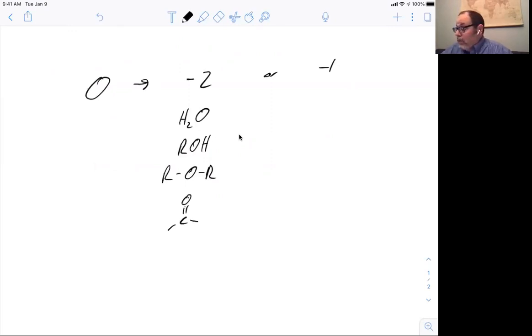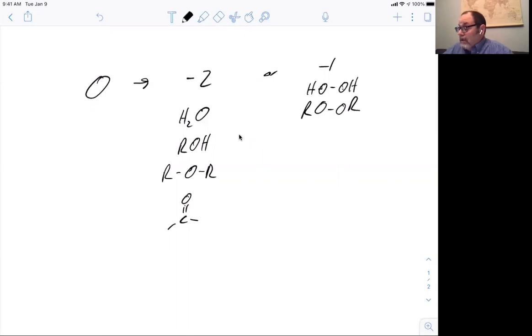The minus one really only has to do with our peroxides. So we'd see that in hydrogen peroxide, an ether peroxide. You would also see that in these oxygens of a peroxy acid.